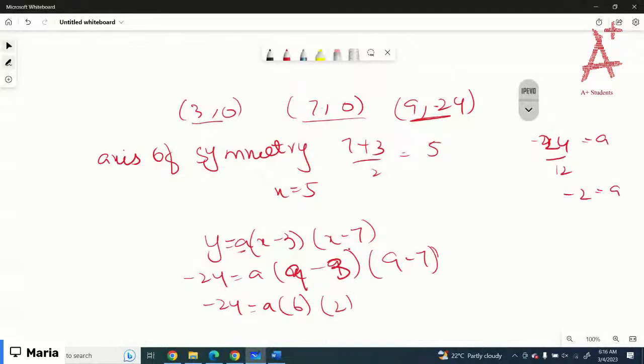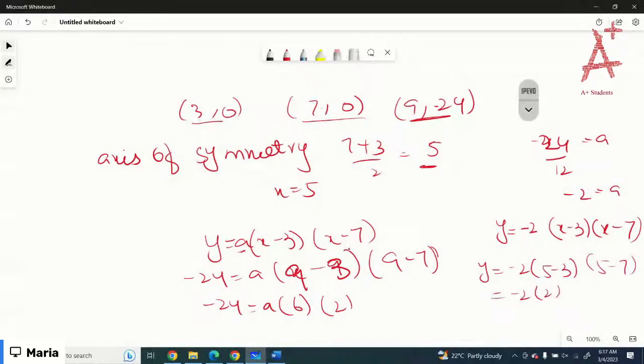That means the equation is y equals negative 2 (x minus 3)(x minus 7). The axis of symmetry we have as 5. Let's put the 5 in the equation. It would be y equals negative 2 times (5 minus 3) times (5 minus 7). It is minus 2, 2, minus 2. 2 times 2 is 4, 4 times 2 is 8, positive 8. That means the y value is 8.